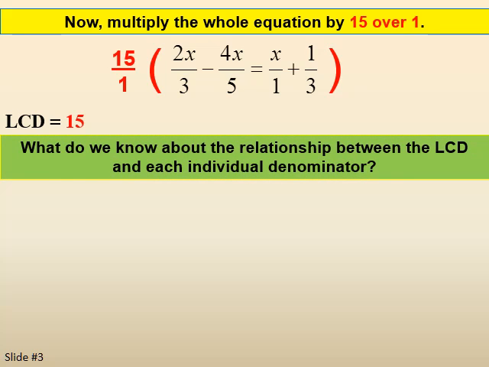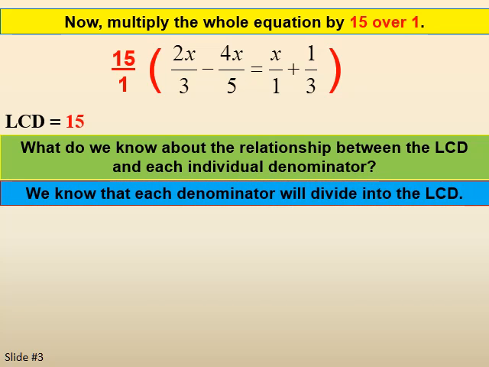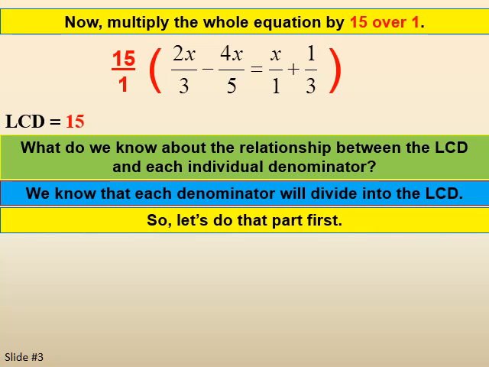Now, what do we know about the relationship between the least common denominator and each individual denominator? Well, we know that each denominator will divide into the least common denominator with no remainder. That's why we chose the least common denominator, because we know each denominator will divide into it with no remainder. We want to take advantage of that part, so we want to do that part first.